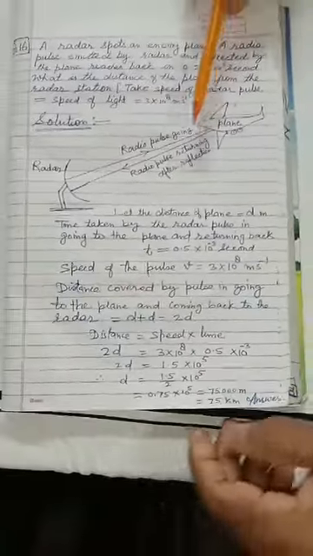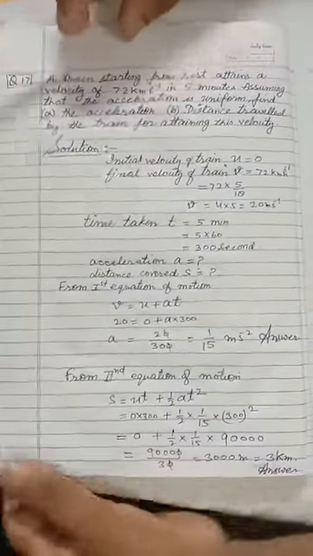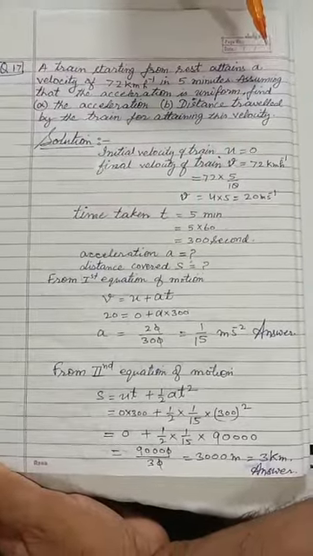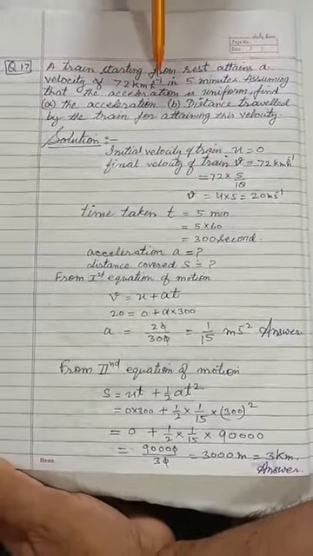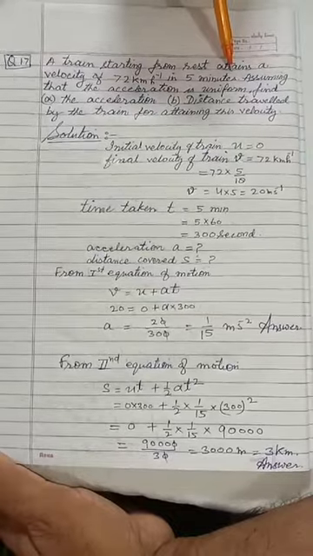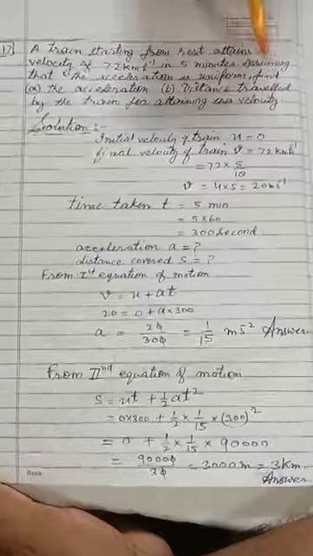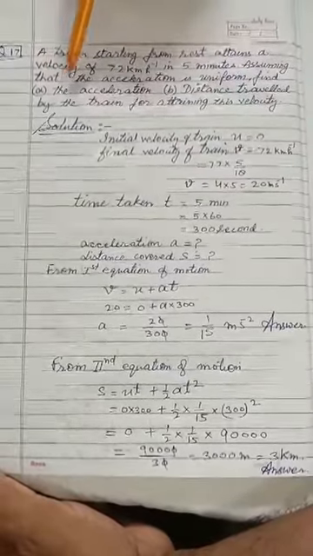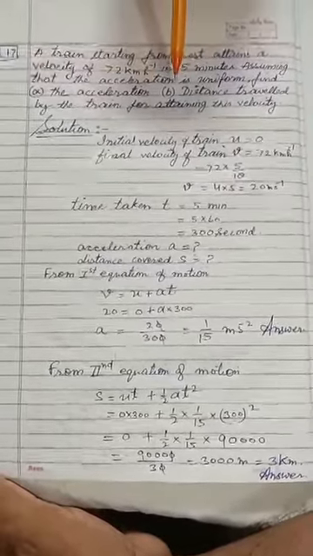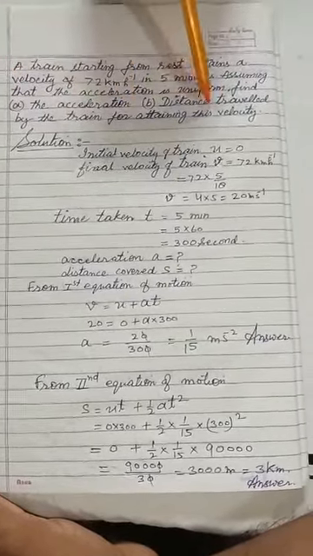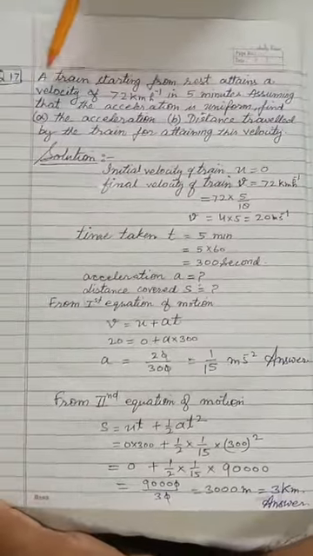Okay, now the next question is question number 17. A train starting from rest attains a velocity of 72 km per hour in 5 minutes. Assuming that the acceleration is uniform, find A, the acceleration, and B, the distance traveled by the train for attaining this velocity. So what is given here?